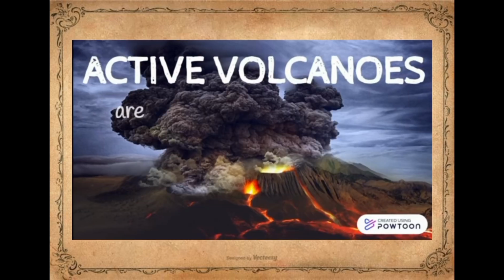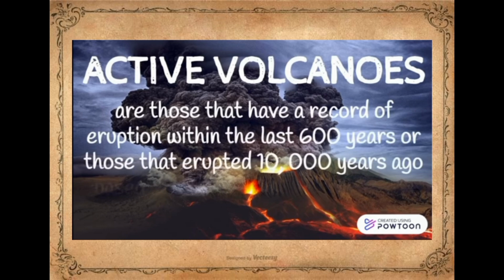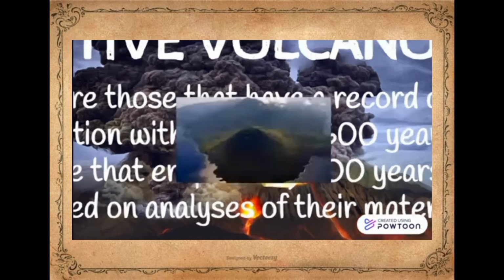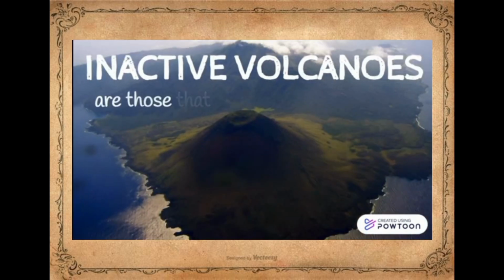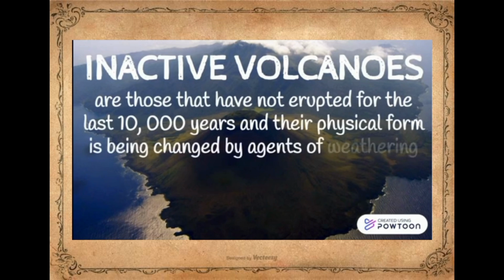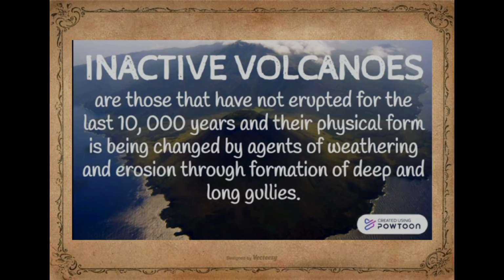Active volcanoes are those that have a record of eruption within the last 600 years or those that erupted 10,000 years ago, based on analysis of their materials. Inactive volcanoes, on the other hand, are those that have not erupted for the last 10,000 years, and their physical form is being changed by agents of weathering and erosion through formation of deep and long gullies.